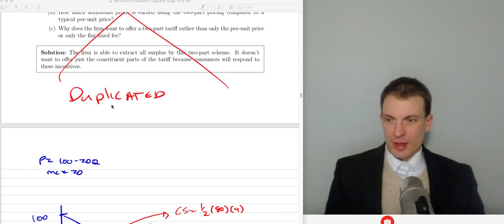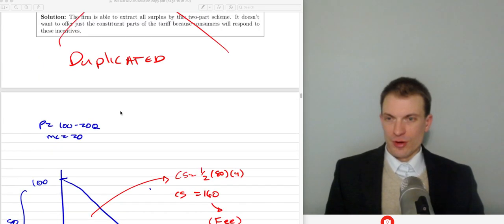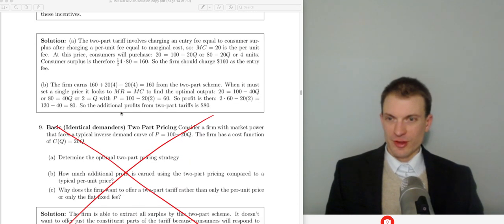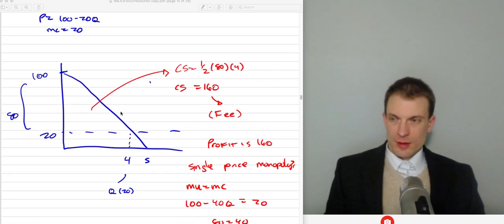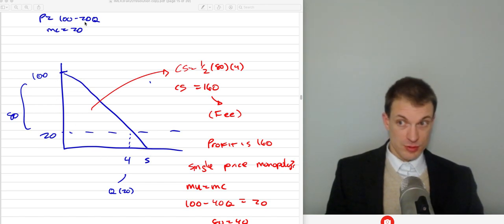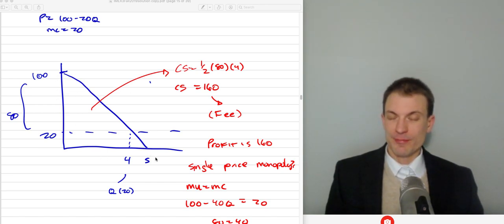Good. Here is the solution, though, for what we're doing up here, as I'm making myself car sick, not in the car. Okay, so here's my inverse demand. Vertical intercept is 100. Horizontal intercept, 5, right? 100 minus 20Q, so slope of minus 20, right? Here's my marginal cost of 20.